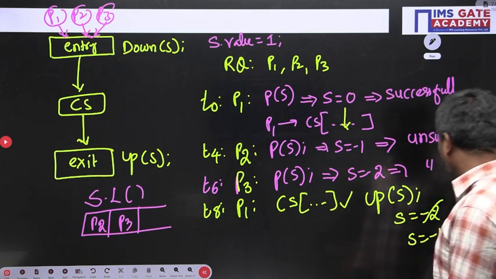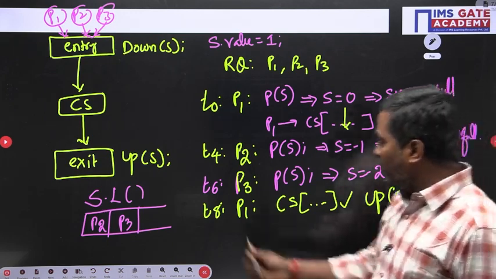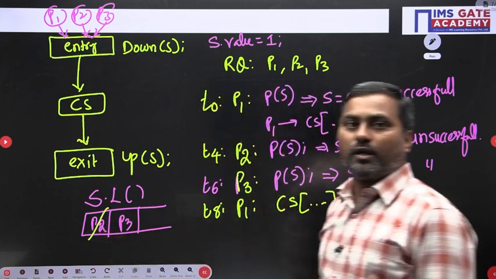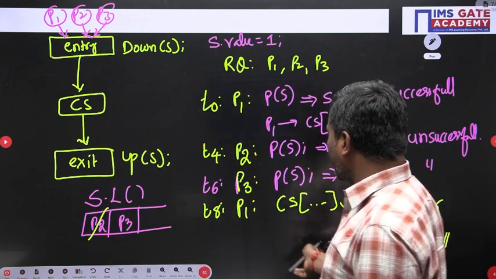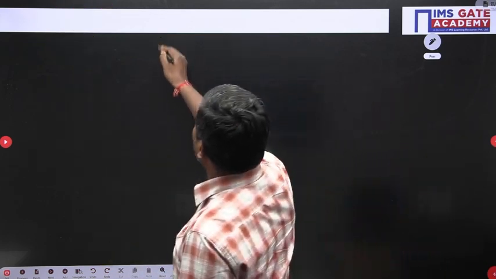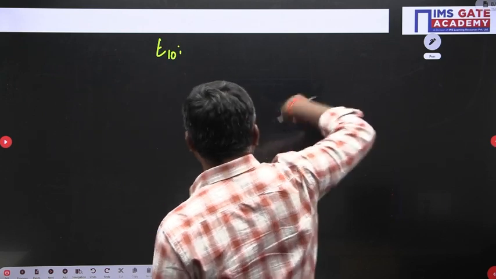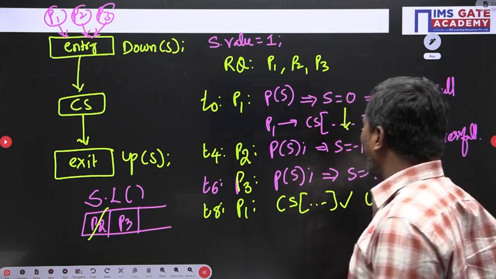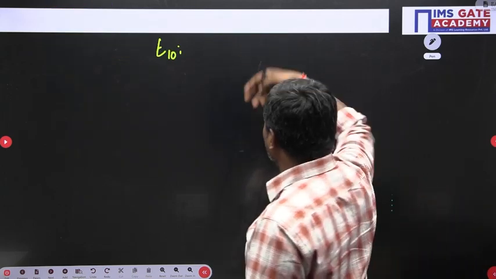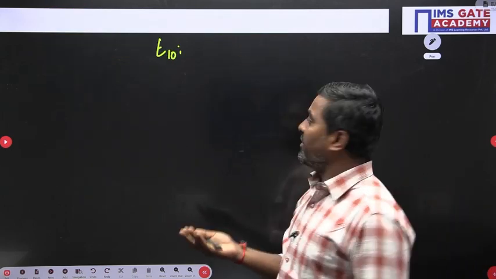I incremented the S value, so minus 1, then I have to wake up what? So process P2 should wake up. Now process P2 comes into the picture. Let's take a time T10. I'm writing this in the timing diagram also, so that sequence of steps I am writing you can understand in a better way.